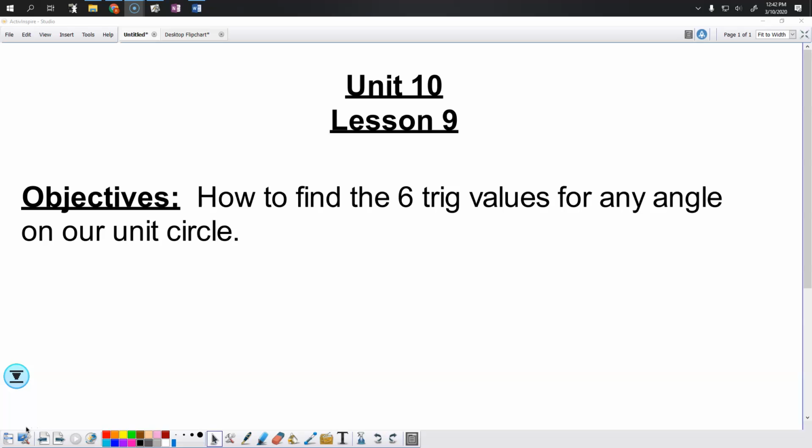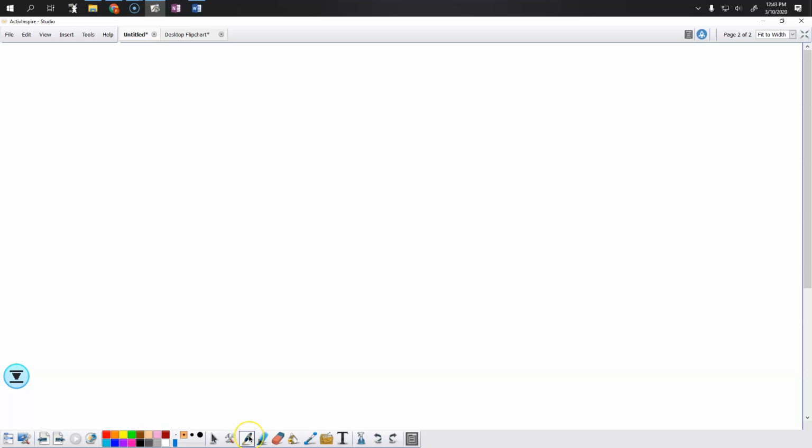So you guys know we learned what sine, cosine, tangent, cosecant, secant, cotangent. We learned all those, right? But we only learned them with triangles, but they actually work on the unit circle as well. And so we're going to be finding those 6 values for any angle on our unit circle today, okay? So that's our goal, is to get you guys to know how to do that. So go ahead and begin with me here.